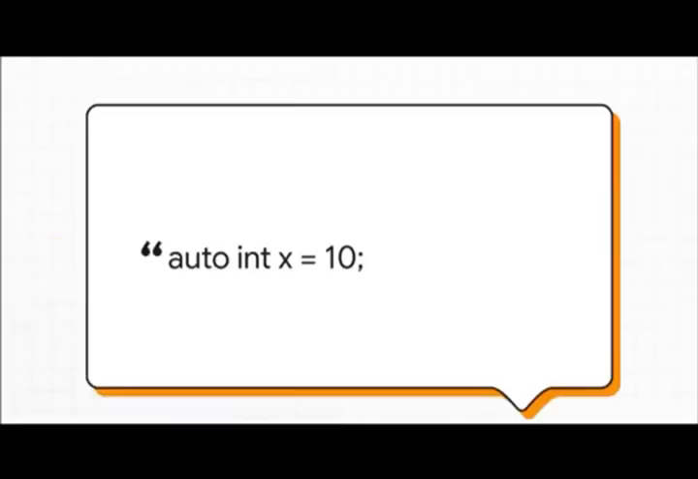Now, here's the kicker. You almost never actually type the word auto. When you write something simple like int x = 10 inside a function, the compiler just assumes you mean auto int x = 10. It's the silent, hard-working default that just gets the job done.